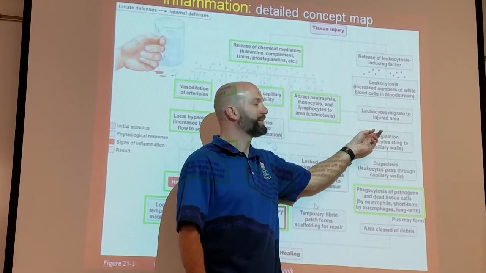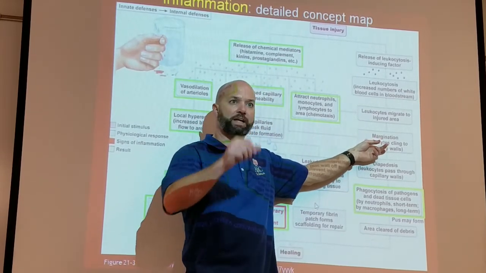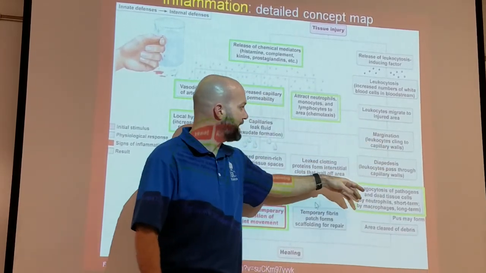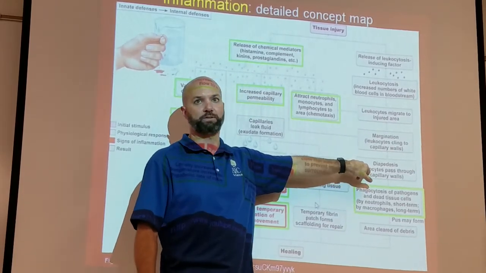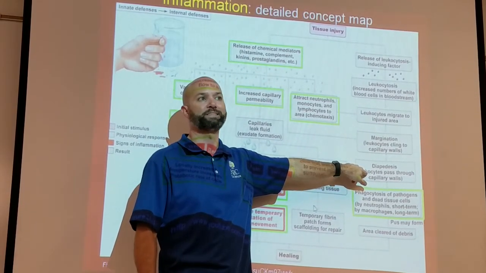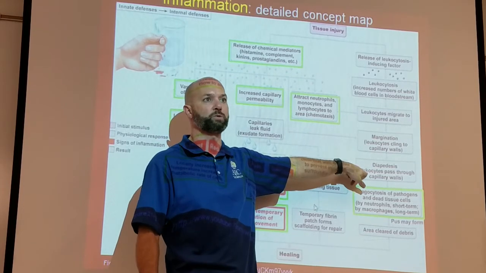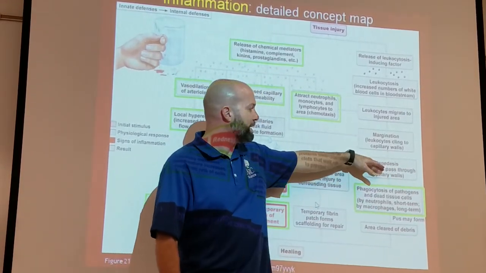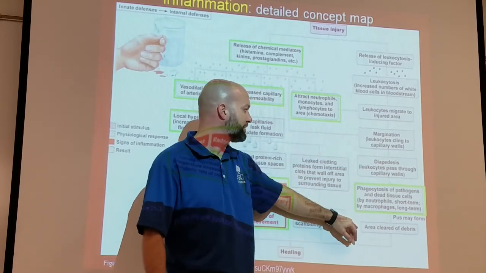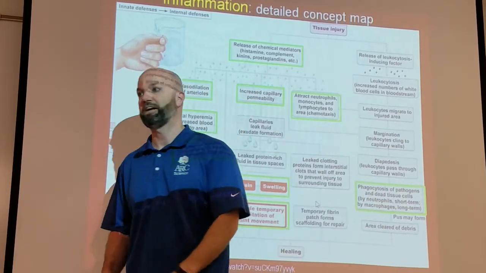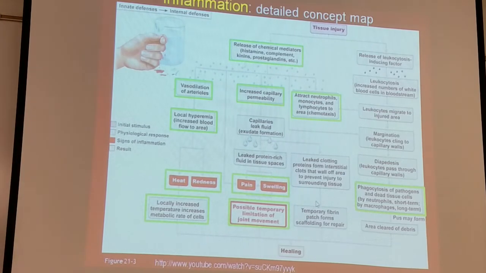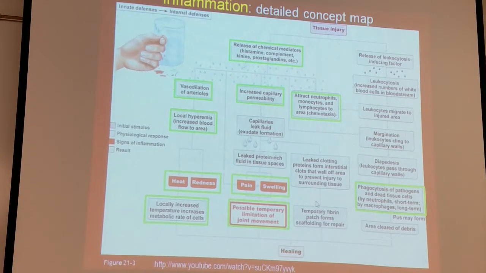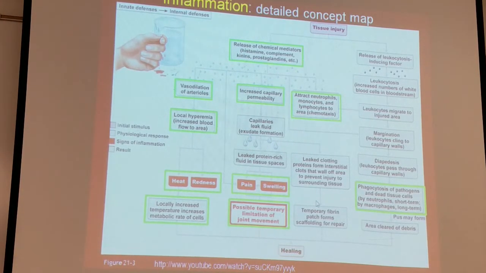When they get there, they line up along the inside of the capillary wall, and then they start moving through the capillary wall. It's called diapedesis, to walk across the wall, diapedesis. So now they've left the capillary, they're in the tissue itself, where they do what they do, phagocytosis. Does this map make sense?